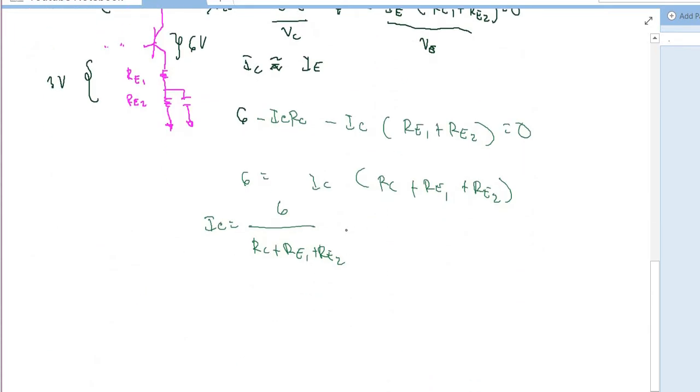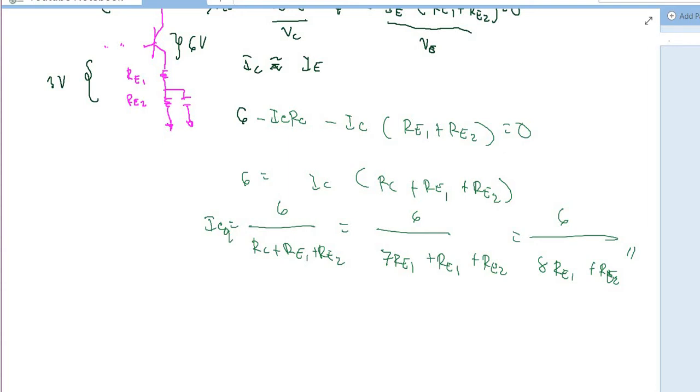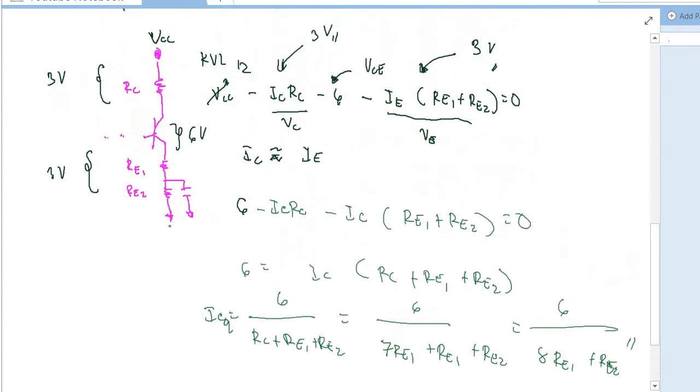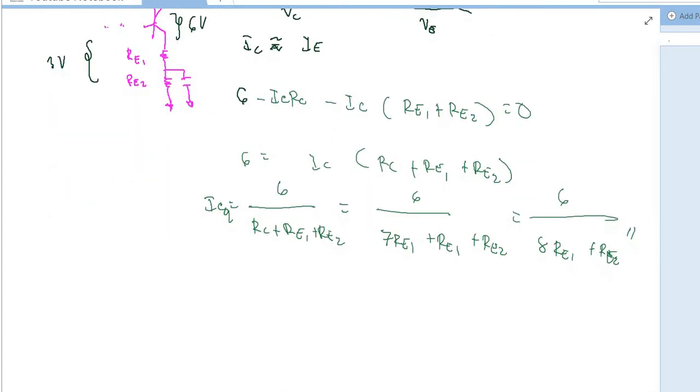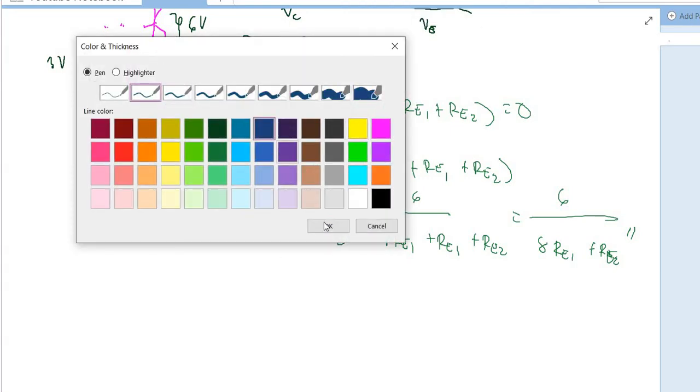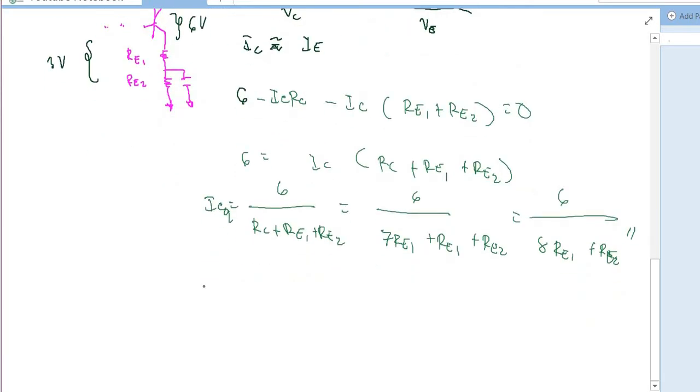So therefore, 6 would now be, RC is 7 RE, right? 7 RE1 plus RE1 plus RE2. It would now be 6 over 8 RE1 plus RE2. Okay, so we have now another equation. So we're going to use this. So just take note of this. So this is the ICQ, or our operating current. All right, so that's our second equation. Now we're going to the next equation. Okay, we're going to use that in a minute.